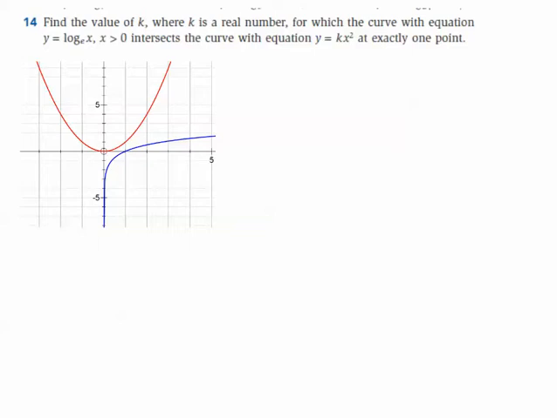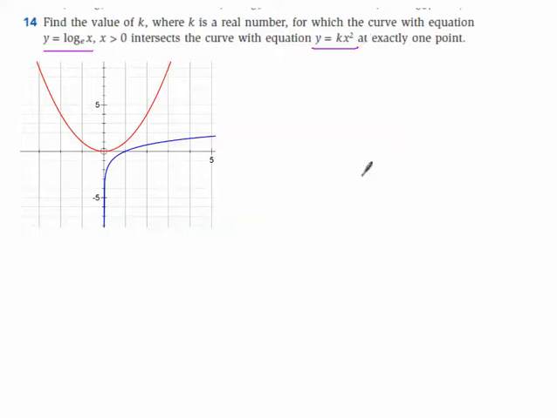Okay, going to go through question 14 that I started going through the other day, just to make sure that you all have a good understanding of it, for those of you who I wasn't making sense to. So we're finding the value of k, where k is a real number, for which the curve with the equation y equals the natural log of x intersects with y equals kx squared exactly once.